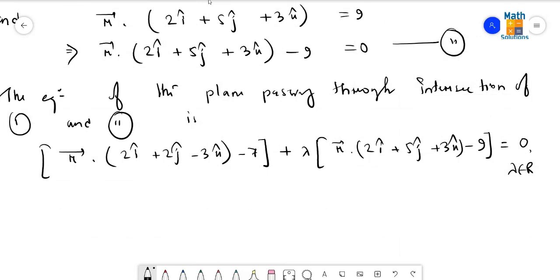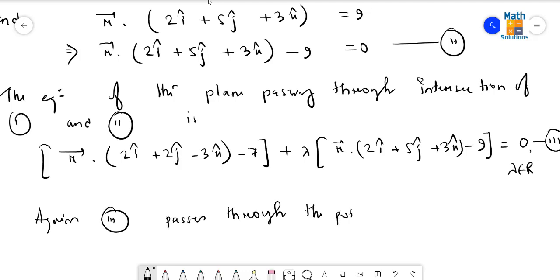Again, the plane passes through, here I am going to mark this as 3. Again 3 passes through the point. One point is also mentioned in the question, and that is what? 2, 1, 3. So that can be written here as 2 comma 1 comma 3.